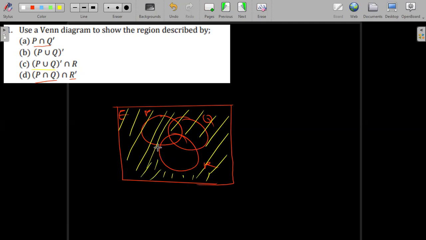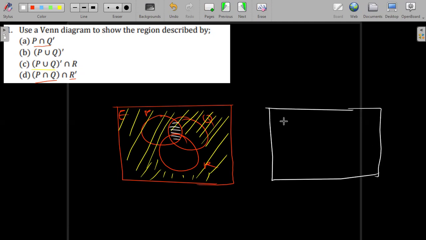From here, I then have to shade. They're telling me P intersect what? Q. So where is P intersect Q? P intersect Q is this part here. Now I check where the white lines cross with the yellow ones. So where do the white cross with the yellow ones? That is going to be my final answer.